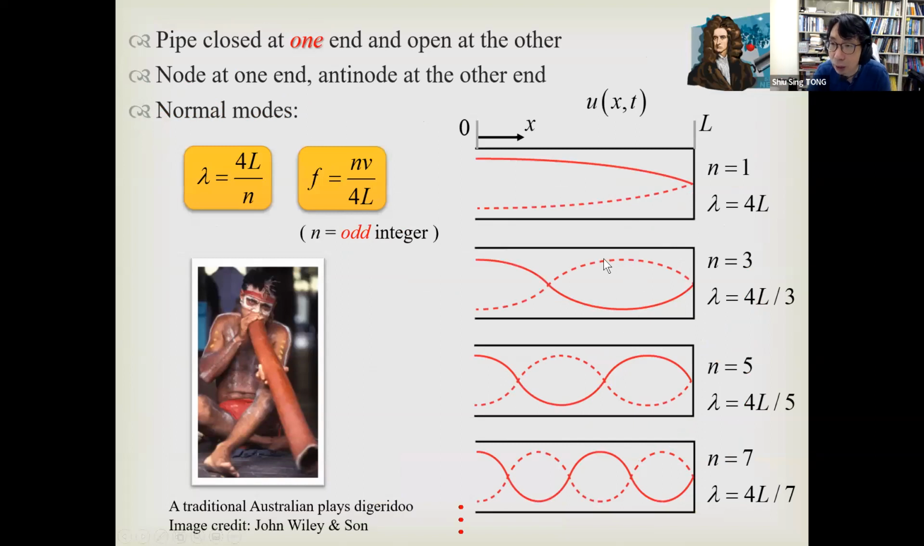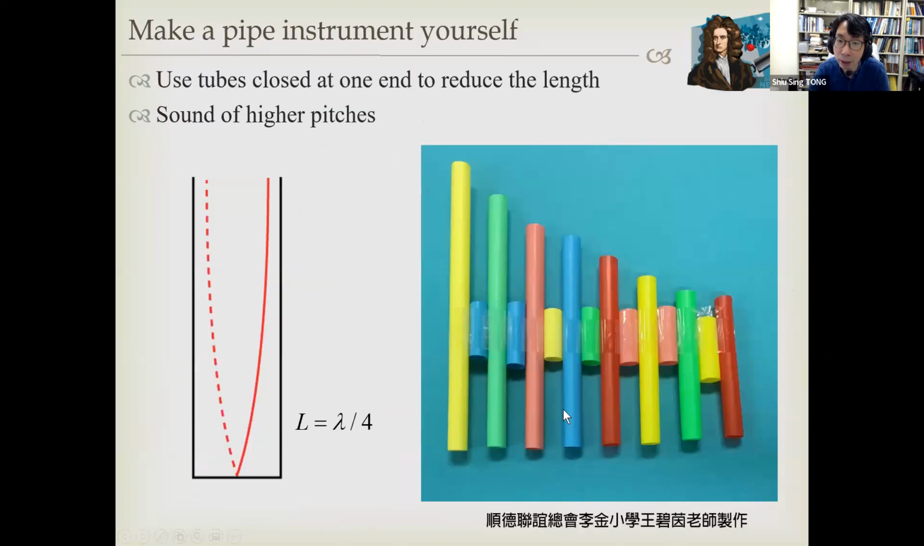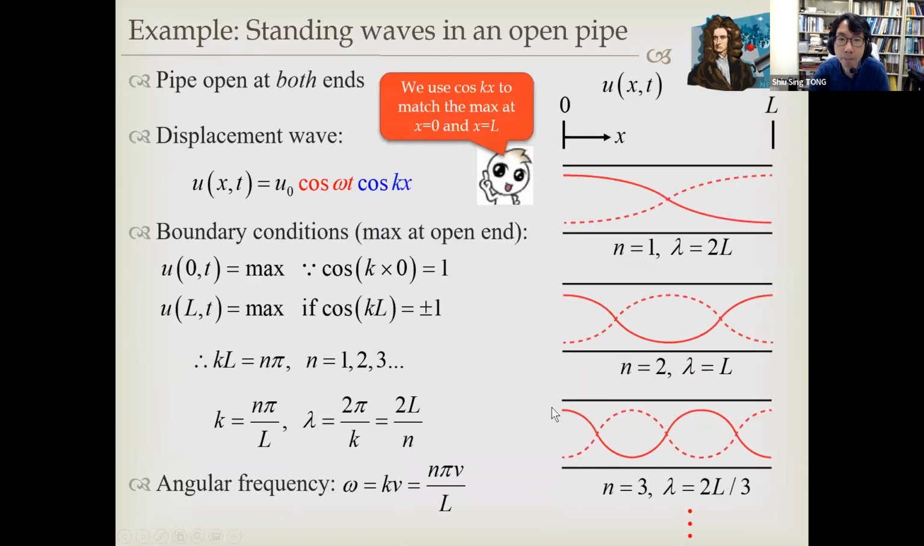But this is not a precise mathematical description of the wave pattern inside. We haven't derived an expression for the pressure wave and the displacement wave, and now we are going to do so. We are going to derive a standing wave for an open tube. Suppose we have a pipe open at both ends, and the pipe extends from x equal to 0 on one end to x equal to L on the other end. So what will then be the displacement wave?